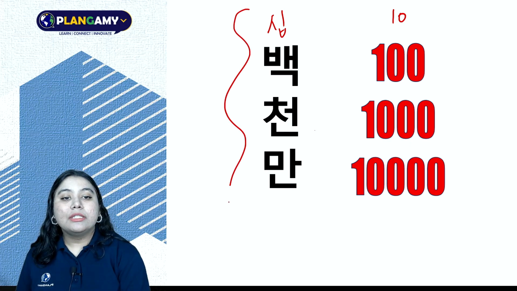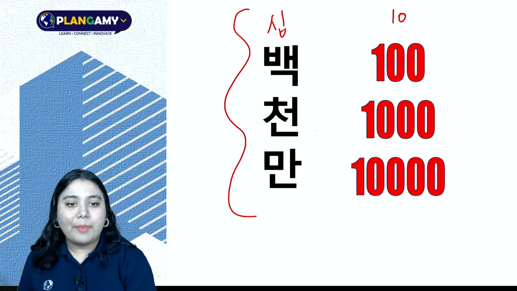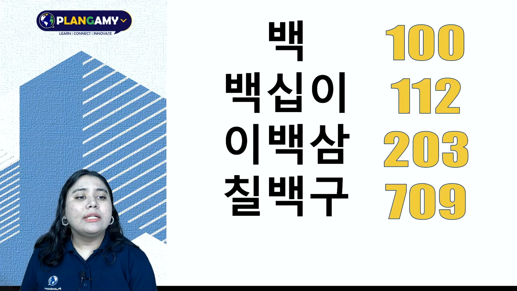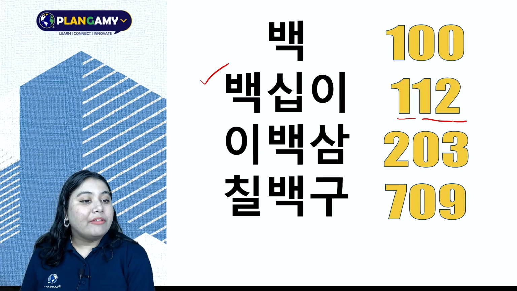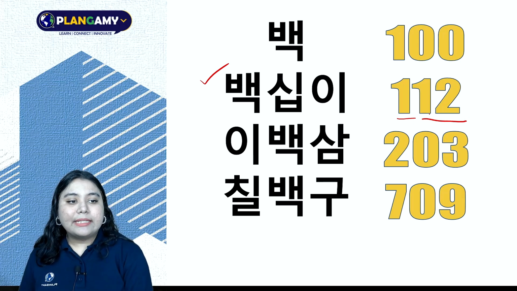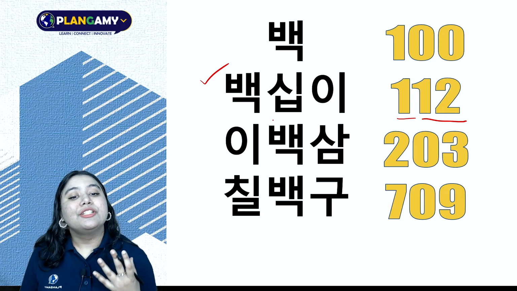And all of these behave in the same manner. Let's see a few examples for 100 now. I have 100. Now I want 112. 100 is back. I get a 100. Then I want a 12. 12 is shib e, 10 plus 2. So back shib e would be 112.